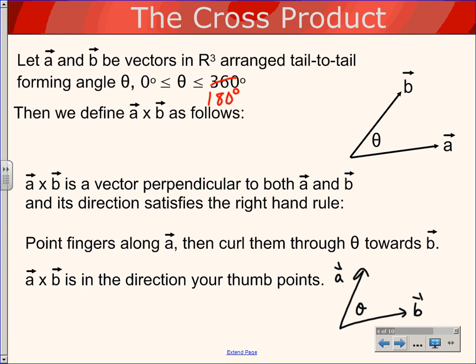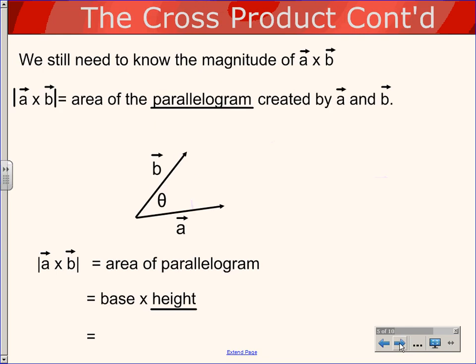This is only part of the definition, right? Where we've defined the direction. Because I said A cross B is a vector, so it needs 2 parts. It needs to be a vector, and so it has to have a direction. It also has to have a magnitude. This is how we define the magnitude.